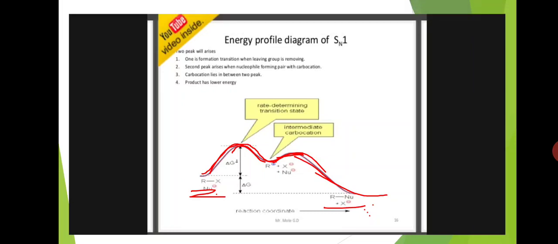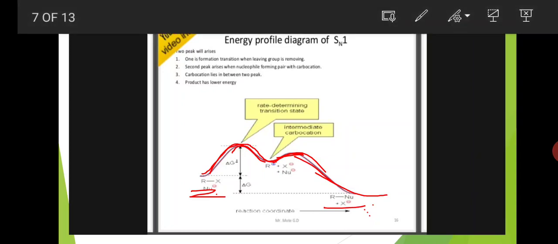This high peak is the rate determining transition state, where the tertiary carbocation is formed. When this tertiary carbocation reacts with another nucleophile, another peak is formed, the intermediate carbocation. After that, finally RNu is there, and those are the products. After formation of the products, the curve goes downside. So in the SN1 reaction, we observe two energy peaks.